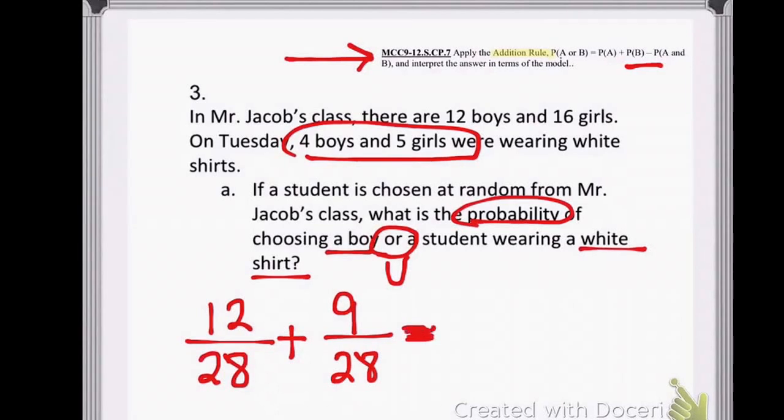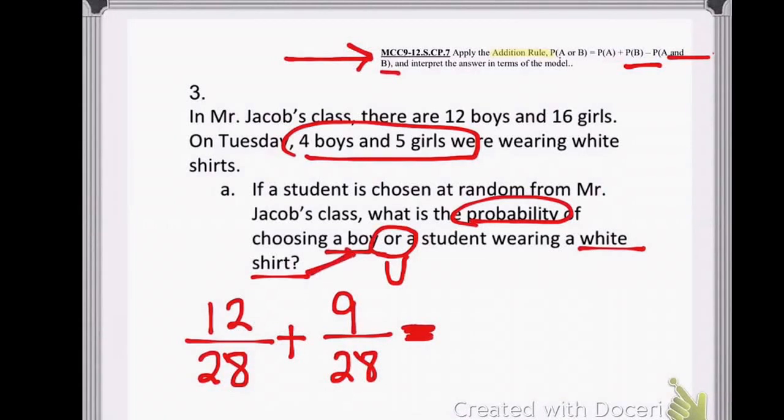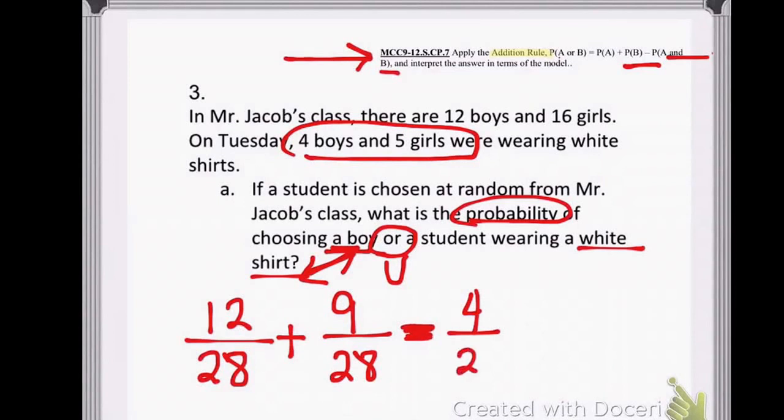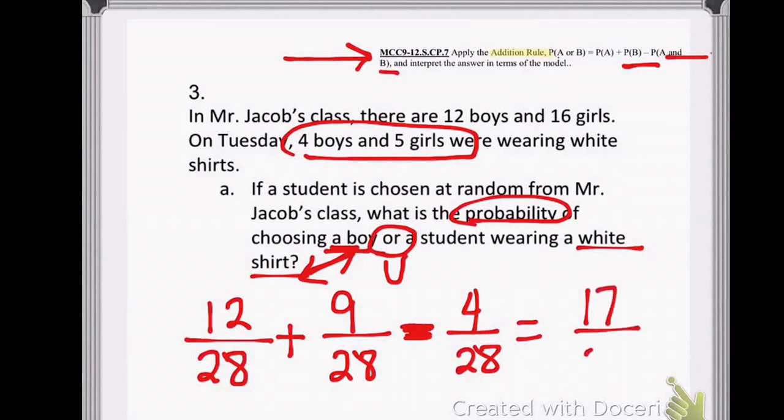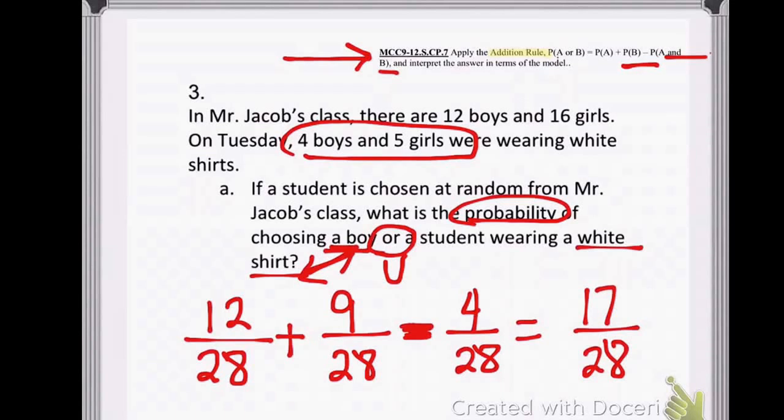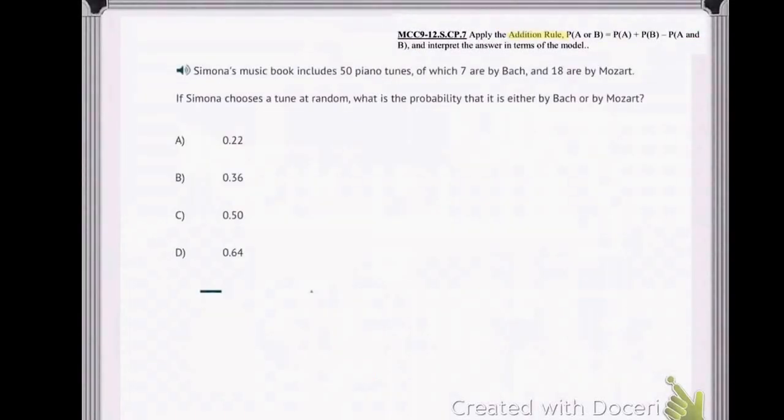And we want to subtract the probability of A and B. So how many boys are wearing white shirts? That would be 4 out of 28. So if I put that in my calculator and work it out, that gives me 17 out of 28 as the probability of choosing a boy or a person with a white shirt. You work this one.